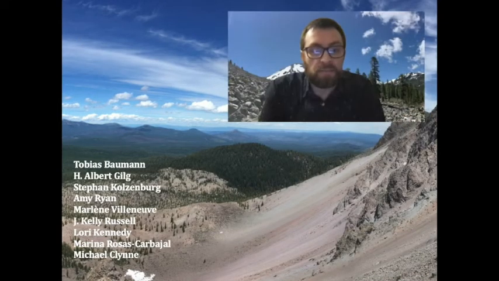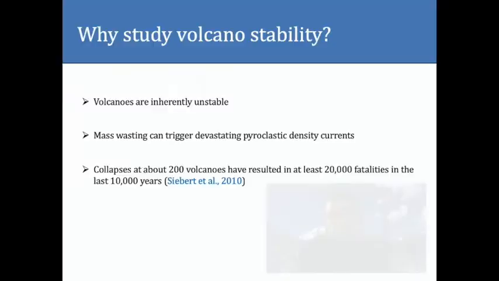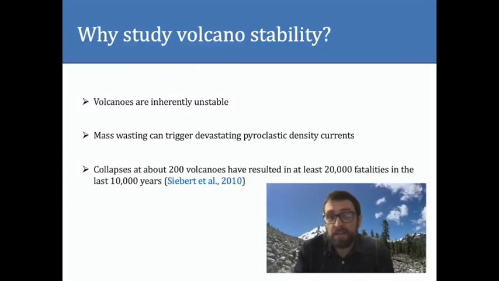The work I'll present today is part of a multidisciplinary and collaborative effort involving modelers, clay scientists, hydrogeophysicists, geotechnical engineers, and of course, volcanologists. The first question to ask is, why study volcano stability?